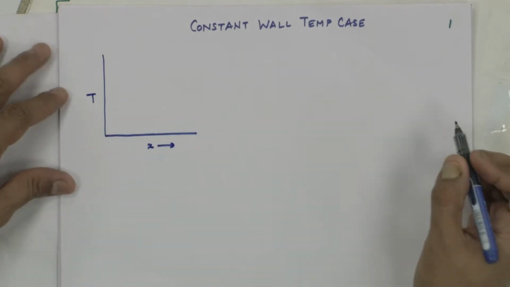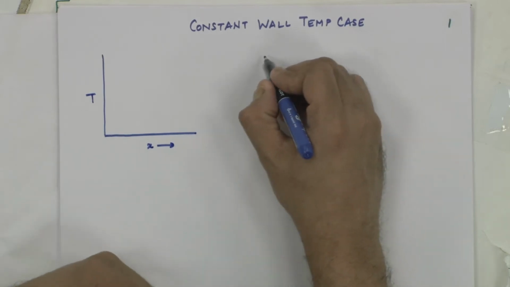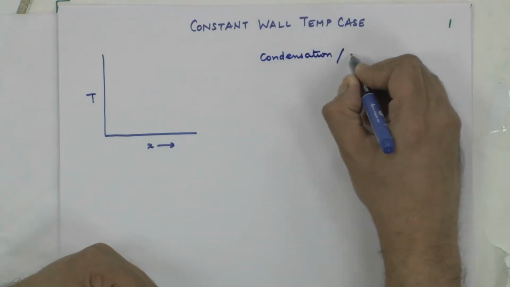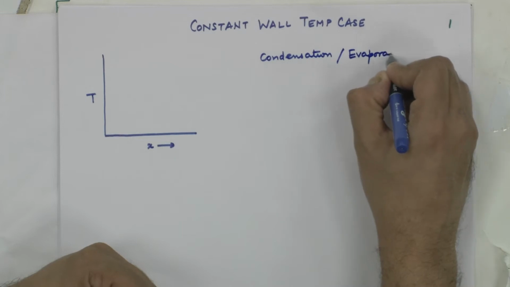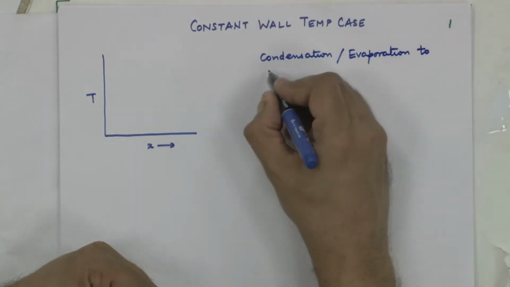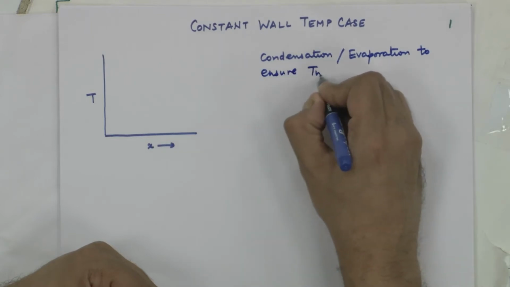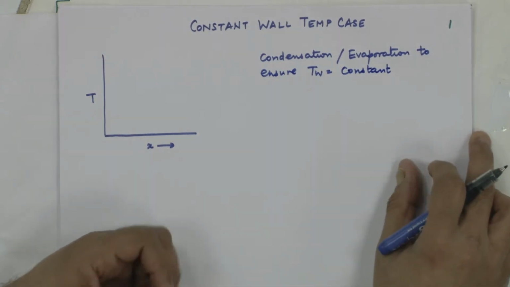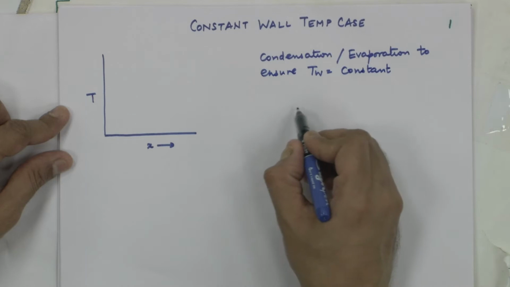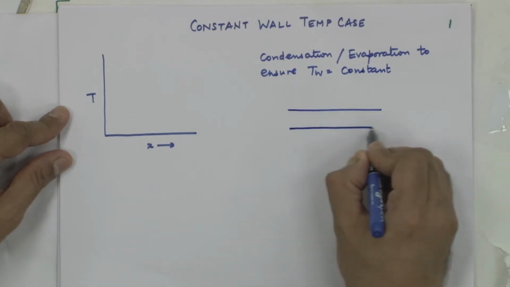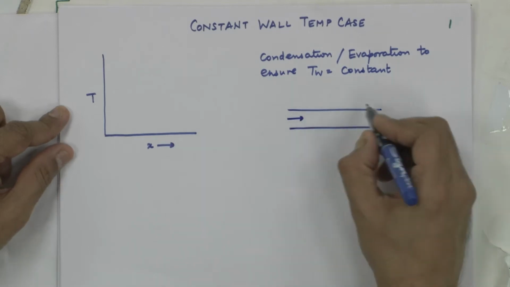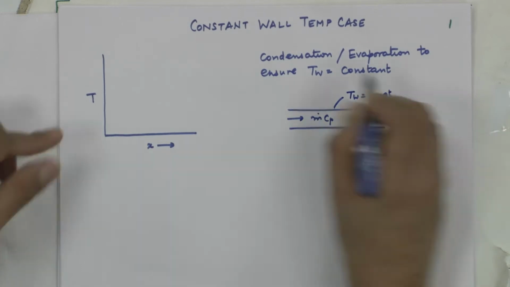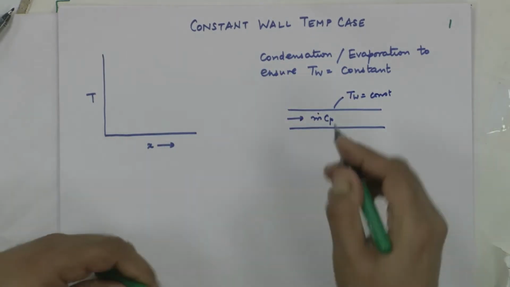So, constant wall temperature case is accomplished by either having a condensation or phase change boiling process, condensation or evaporation, to ensure T wall equal to constant. Because at constant pressure, evaporation or condensation is a constant temperature process. So, in a typical environment, if you want to heat this fluid at constant wall temperature, you would ensure that there is evaporation or condensation.